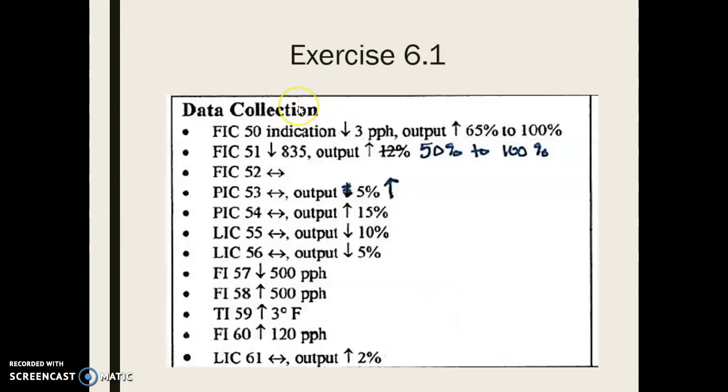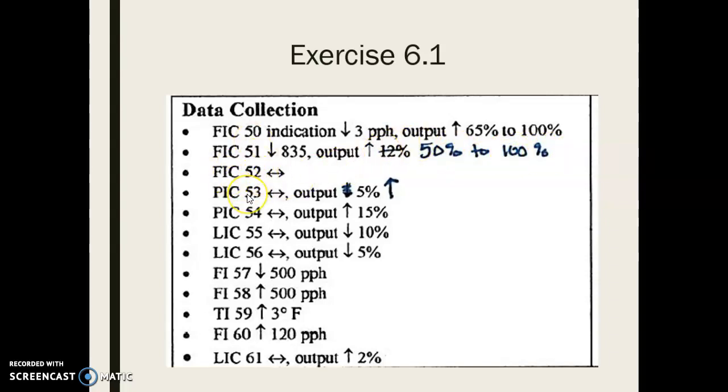All right, let's start at Exercise 6.1. If we look at the paper, we see that for FIC 50, the indicator is down 3 pounds per hour and the output is up. It should be 45% to 100%, so it's up 55%, not 65. FIC 51 is down 835 pounds per hour. The output is normally at 50% and is up to 100%, so it's up by 50%.